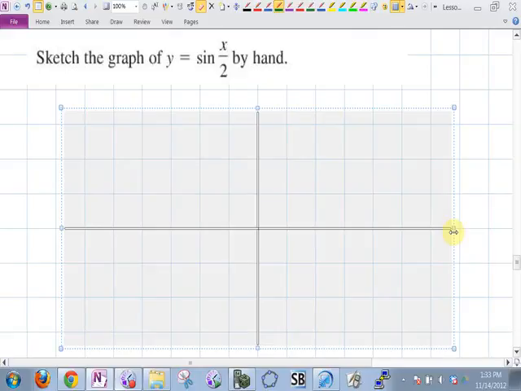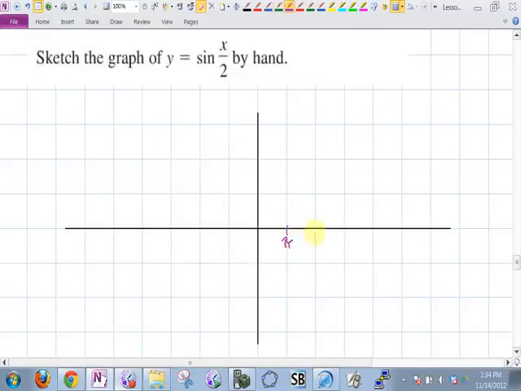So how much would you recommend labeling all of your x-axes by? Pi. So I might label this right here, pi, 2 pi, 3 pi, 4 pi, 5 pi, 6 pi. Okay? And then we can go up by 1s on the y-axis. Agreed?